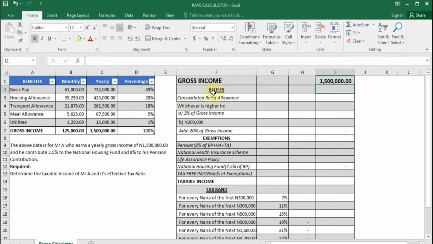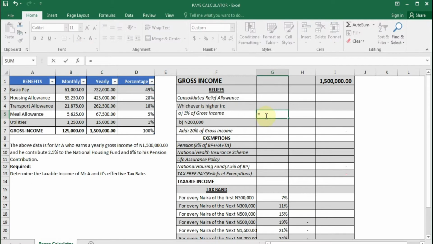Now we'll talk about the consolidated relief allowance. I'm sure you're all familiar with it. The first thing you need to do is calculate 1% of your gross income, and there is a fixed 200,000. Whichever is higher between 1% of gross income and 200,000 is what you pick, and then you add it to 20% of your gross income. So let's do this little calculation.